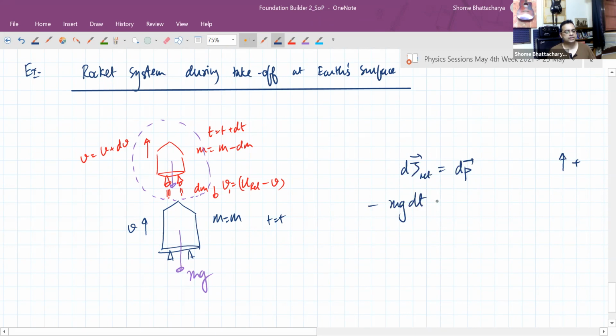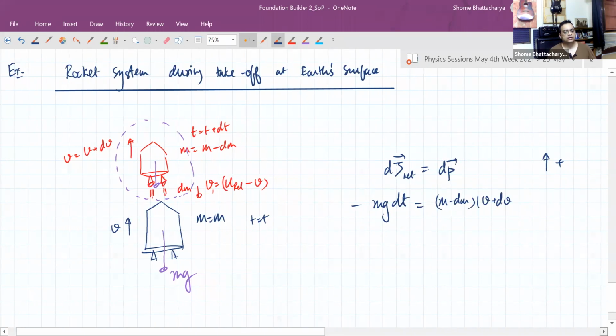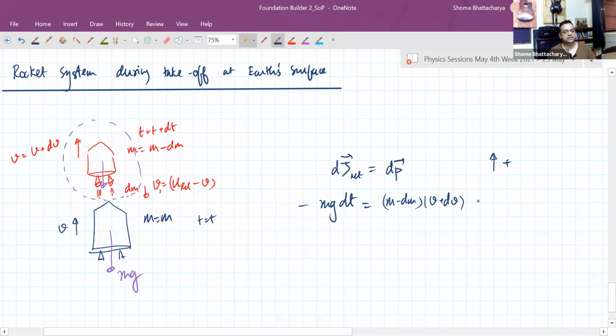So that should be equal to the change in momentum. Now the change in momentum will be the momentum, which is m minus dm going with a velocity of v plus dv upwards. Plus the dm mass which is ejected downwards, but it's coming down with the speed v1. So it will come with a minus sign. So this is the final momentum in the upper picture minus the initial momentum in the lower picture, which was mv. Okay. So this is the change in momentum.